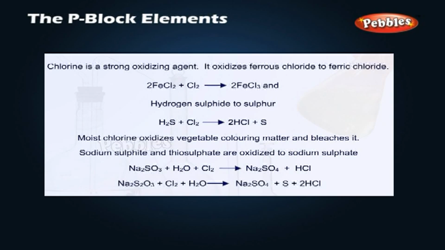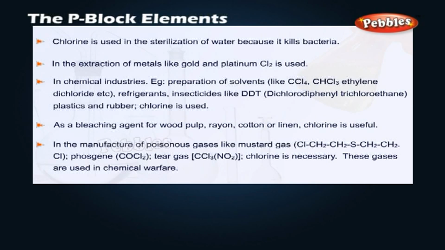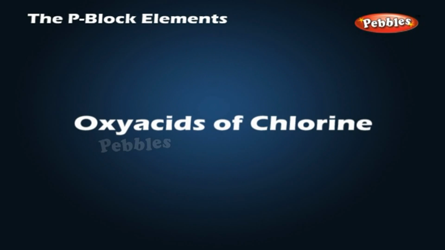Oxidation by chlorine. Chlorine is a strong oxidizing agent. It oxidizes ferrous chloride to ferric chloride and hydrogen sulfide to sulfur. Moist chlorine oxidizes vegetable coloring matter and bleaches it. Sodium sulfite and thiosulfate are oxidized to sodium sulfate. Uses of chlorine. The uses of chlorine are shown above.